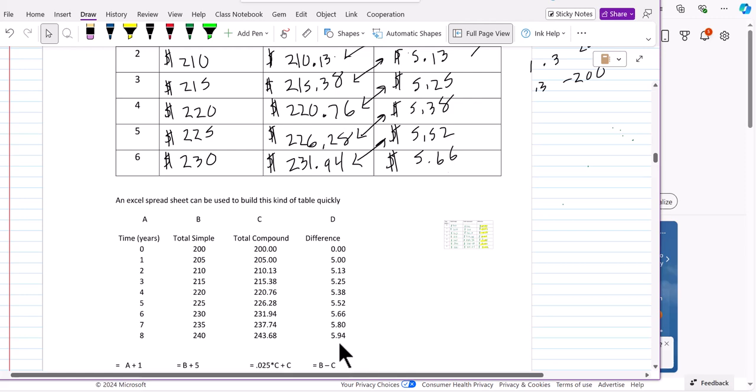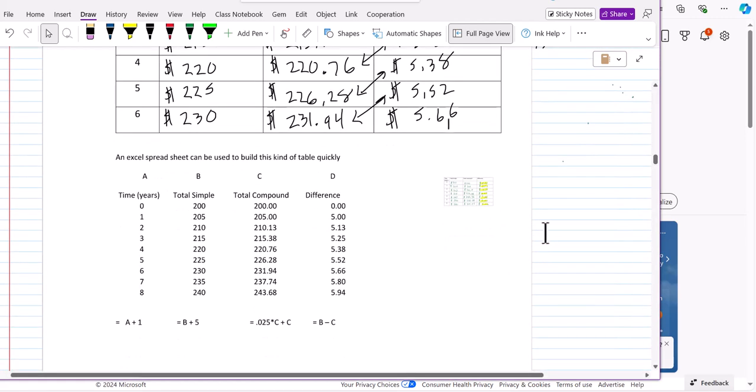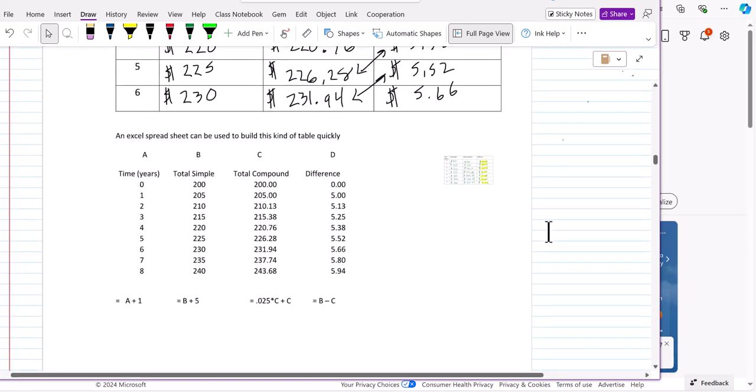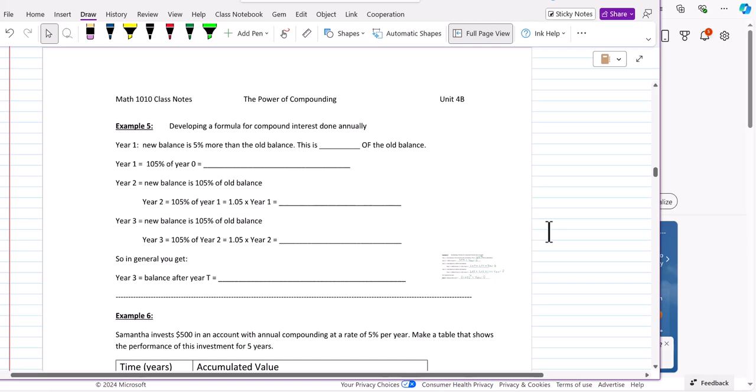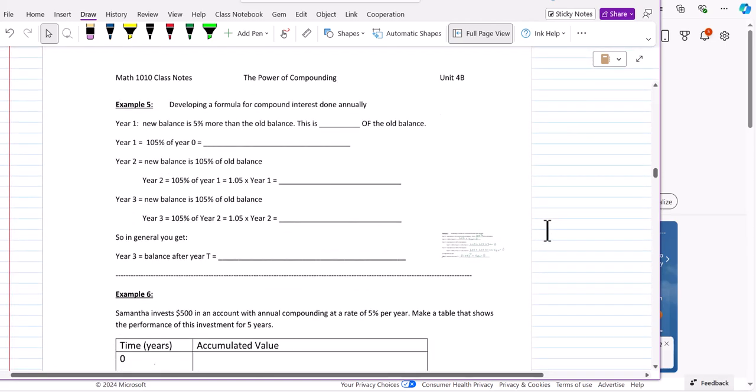So in practice, you wouldn't want to tediously do all those rows. You can set up spreadsheets real quickly and bring that down as far as you want to. You could take that easily up into 100 years or 1,000 years or whatever. Okay, so when we get into mortgages and stuff, I'm going to show you a little bit about how spreadsheets can be built. All right, let's go to the next page here.